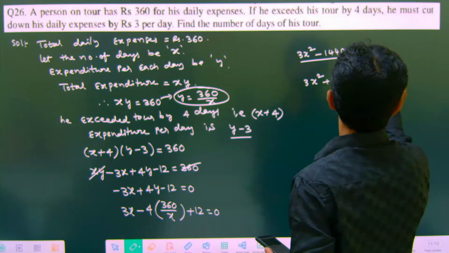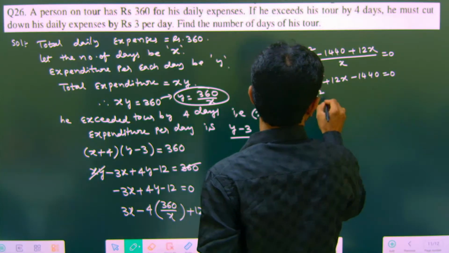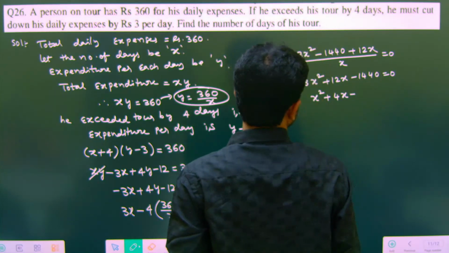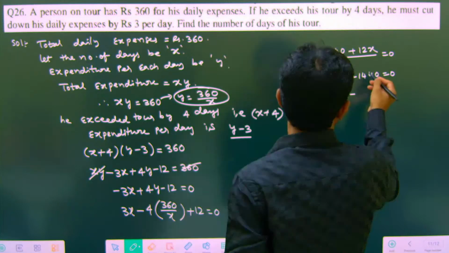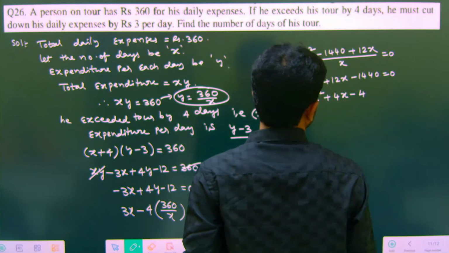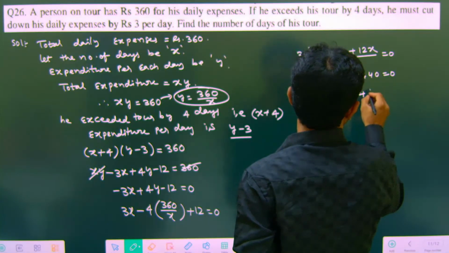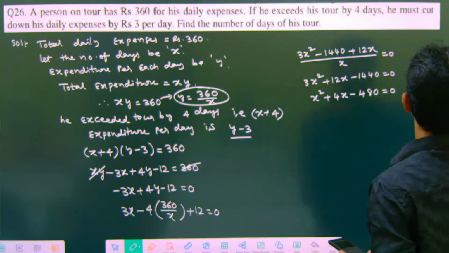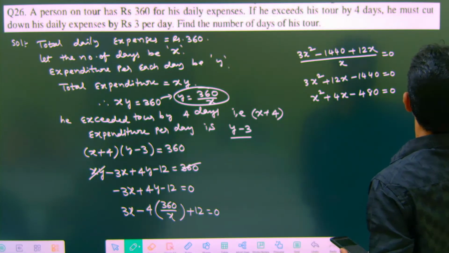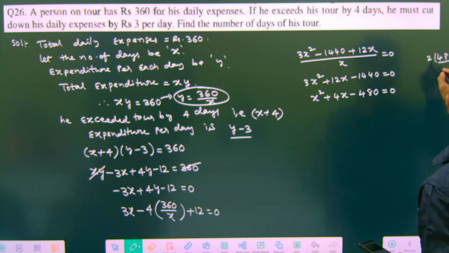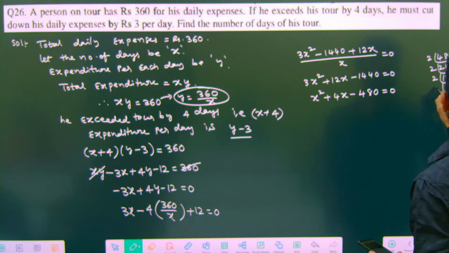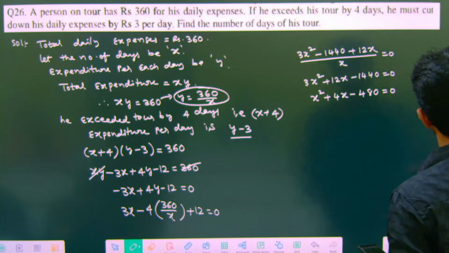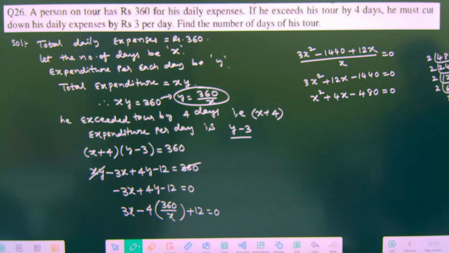We can divide everything by 3. The equation becomes x squared plus 4x minus 480 is equal to 0. We have to take the factors of 480 such that we get 4. We got 60 and 30 as factors.